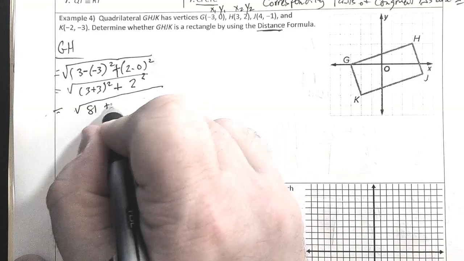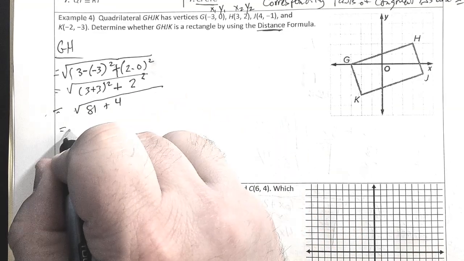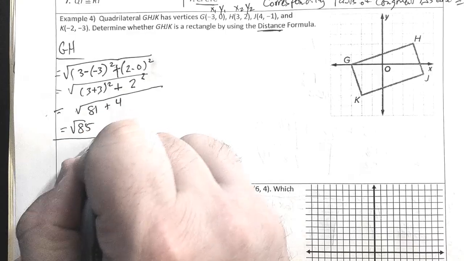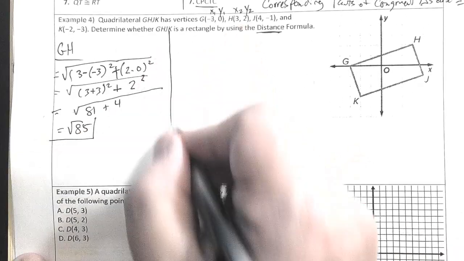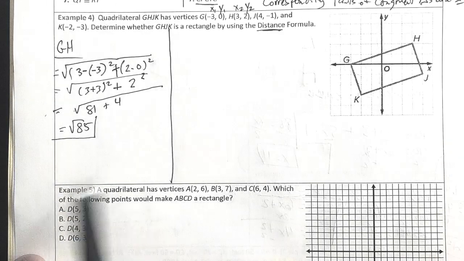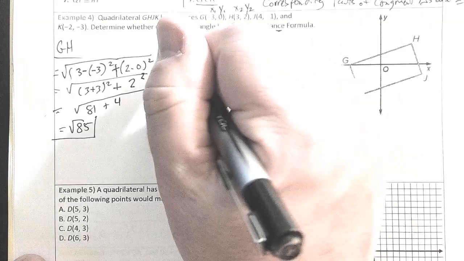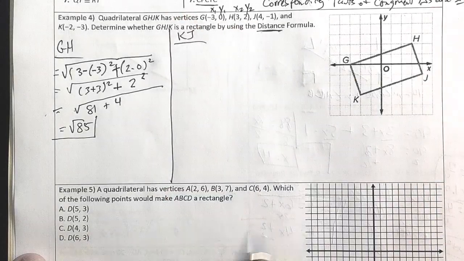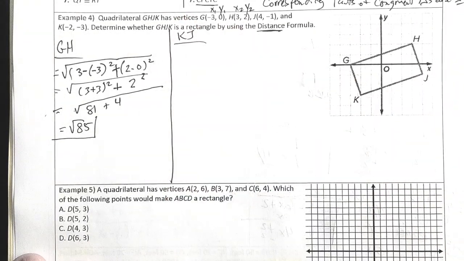And 2 squared is 4. 81 plus 4 is the square root of 85. We're going to leave this like this for now because you'll see, we won't have to know exactly what that number is. If we have two square roots of the same number, then it's the same. So KJ up here, and then I'm going to try to get smaller on the other two because we've got to fit the other two sides in here.